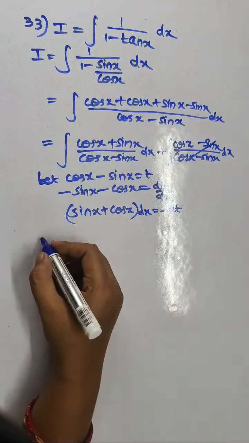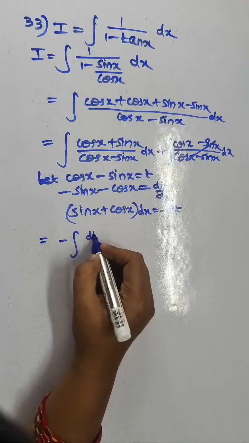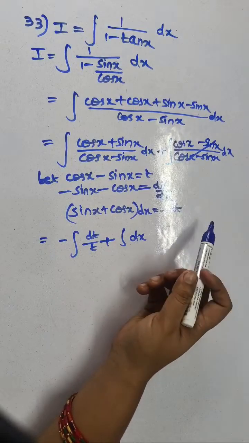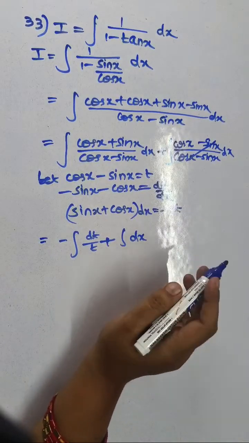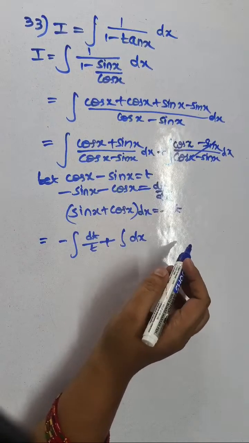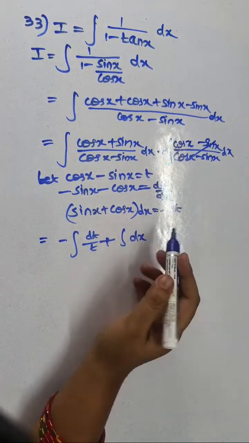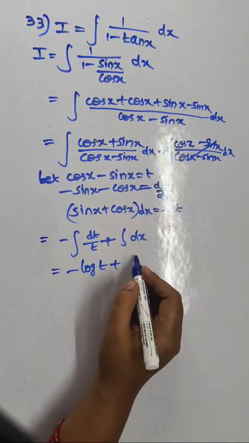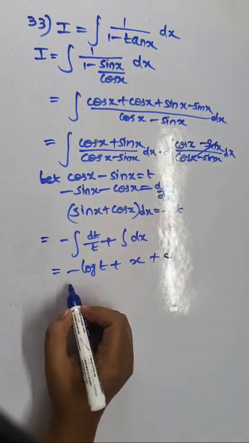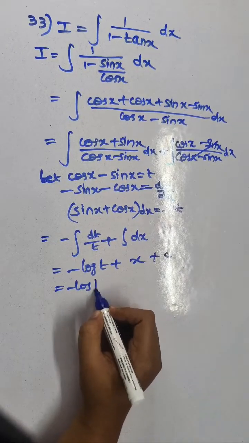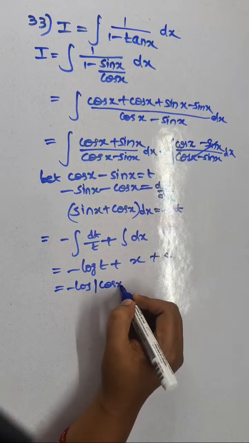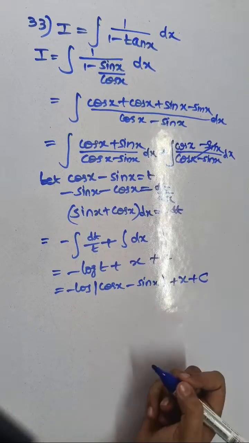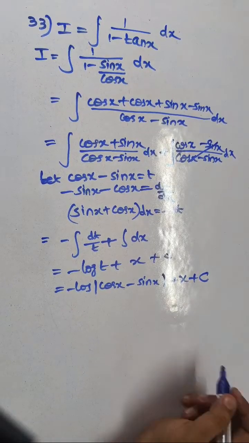Now the given question can be written as minus dt by t and plus integral dx. Here there is no need of substitution. Directly you can write it as integral dx, because both the terms get cancelled, numerator and denominator. Now this integration is minus log t plus integration of dx is x plus c, and in place of t you write it in terms of x. So minus log cos x minus sin x plus x plus c. This is the required answer.